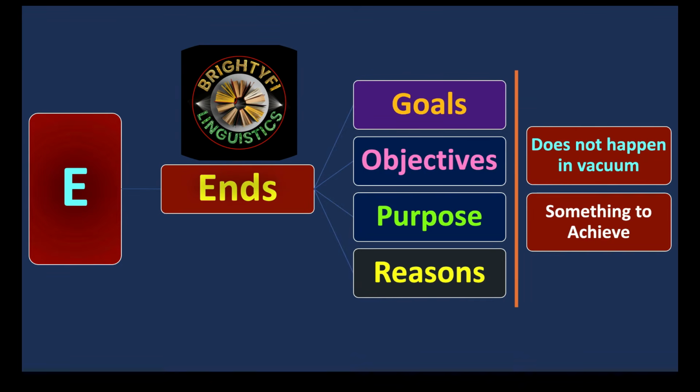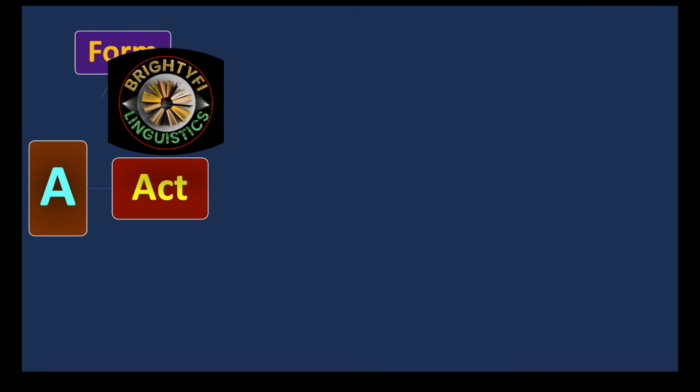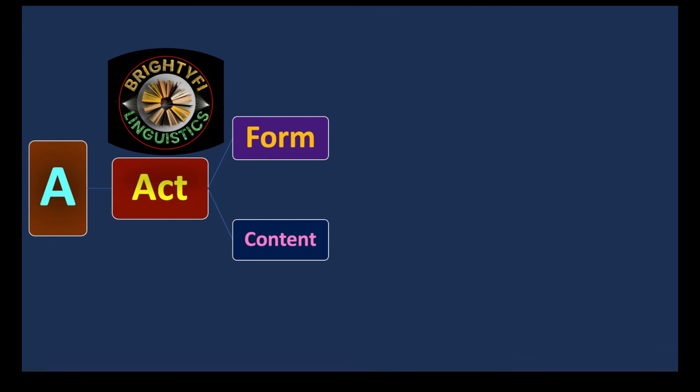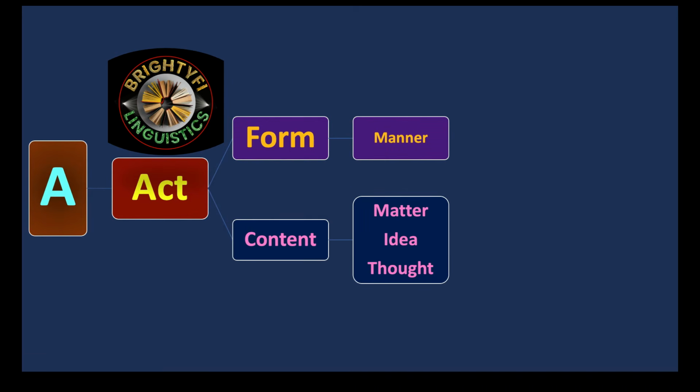We must have something to achieve, something to attain, something to talk about. That is the idea here. Continue to the next, that is to say, A. It stands for act, and act may refer to two ideas. The first is form, and the second is content. The form is all about manner, and the content is more about matter, idea, thought.